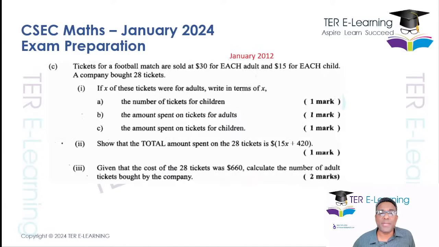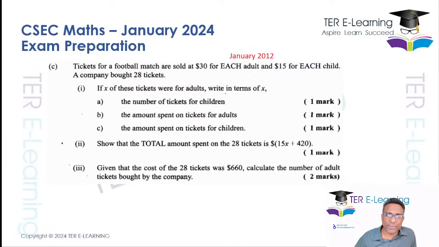Right, so that's part B here. Now let's see what's happening in this question. Tickets for a football match are sold at $30 for each adult and $15 for each child. A company bought 28 tickets. If X of these tickets were sold for adults, write in terms of X the number of tickets for children.